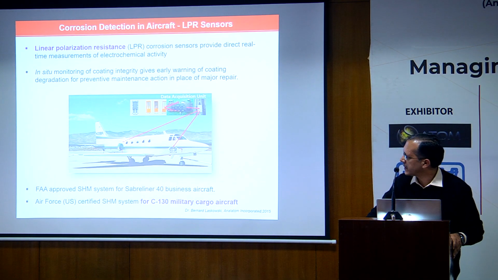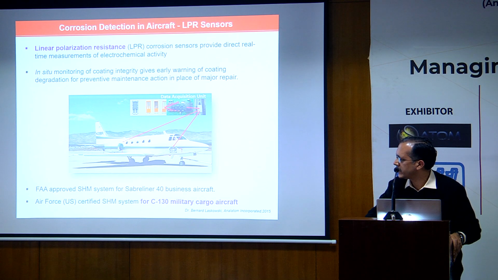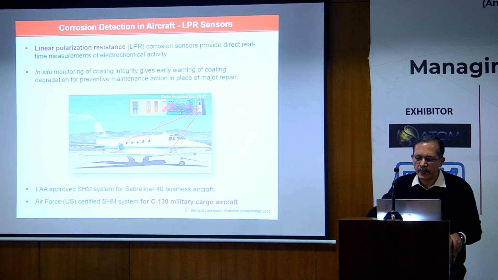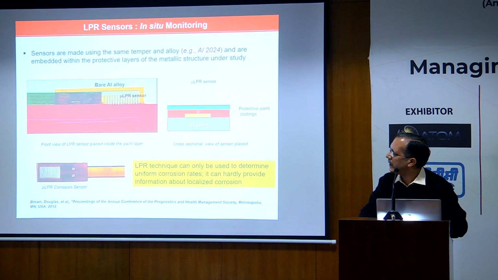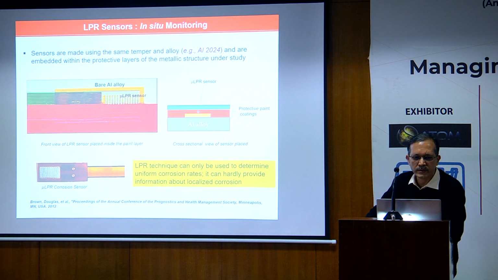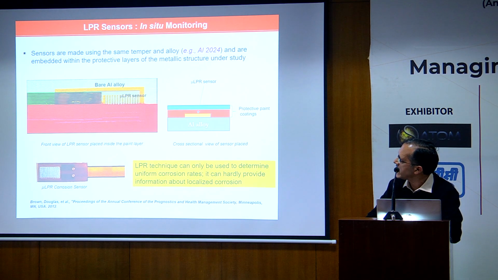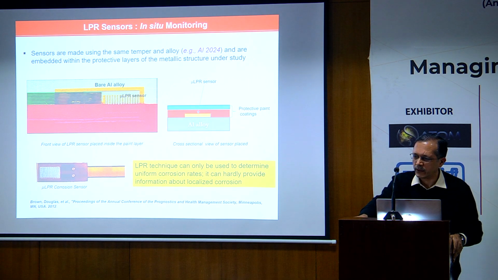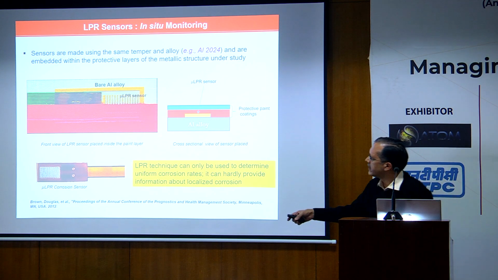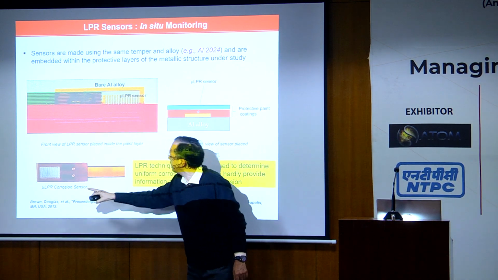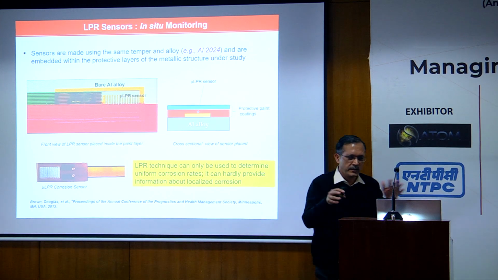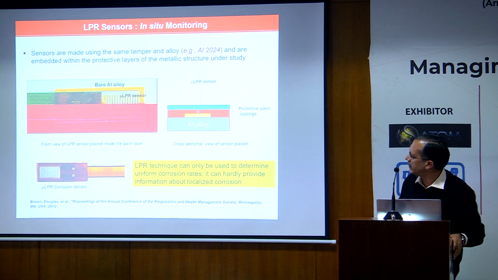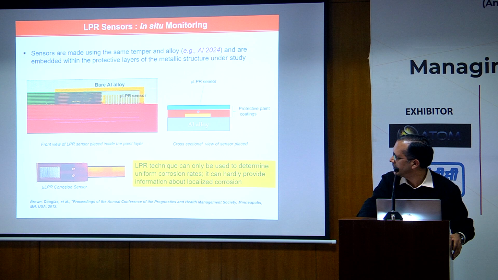And this technology is being used in the C-130 military cargo aircraft of the US Air Force, and it has been certified by the FAA. This is a simple design wherein the sensor is made of the same temper and alloy. For example, if the fuselage is made up of say 2024, the sensor is also made up of 2024, and it is an interdigitated electrode which is embedded in the skin of the aircraft, and then the signal is directed to the data acquisition center.